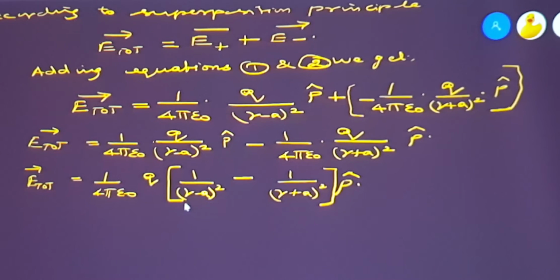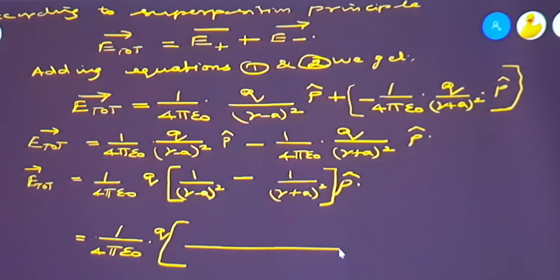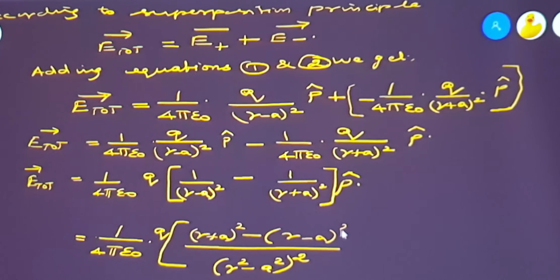Now simplify the terms available inside the bracket. That is equal to 1 divided by 4 pi epsilon 0 into q into, take the LCM. Here it is r minus a the whole square, here it is r plus a the whole square. So we multiply, a minus b into a plus b, a square minus b square. So I can write r square minus a square, then you have another square, so the whole square. What is the numerator value? Here r minus a, so I get r plus a the whole square minus, here r plus a, so r minus a the whole square, multiplied with p cap.